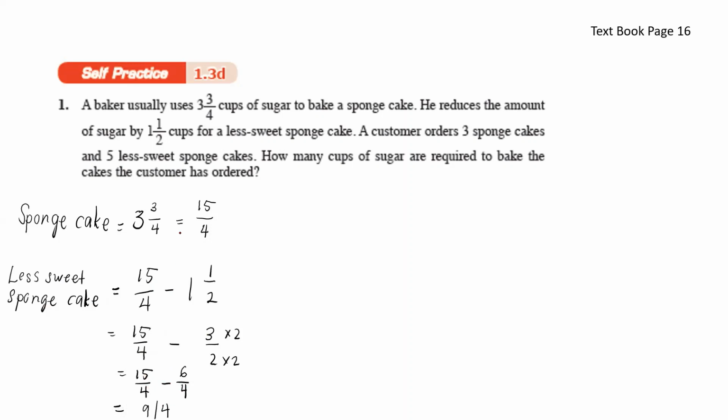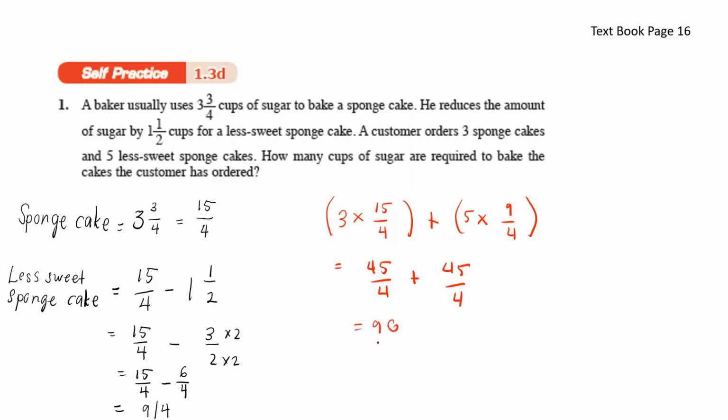So now the customer has ordered 3 sponge cakes, which means 3 times 15 over 4, and 5 less sweet sponge cakes, so 9 over 4. So this gives us 45 over 4 plus 45 over 4. And that gives us 90 over 4. And by putting that into your calculator, that gives you 22 1 over 2 cups of sugar.